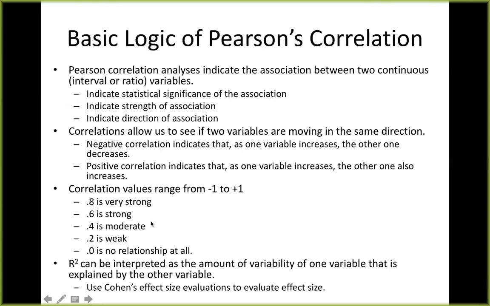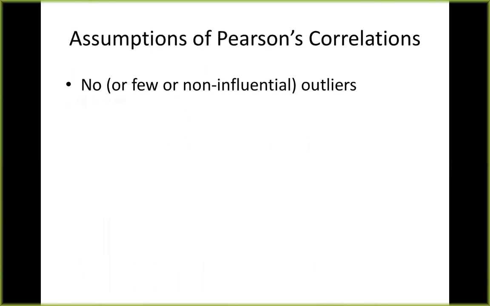We also calculate the R squared, which we can interpret in language and in the way that we think about it as the amount of variability of one variable that can be explained by the other variable. And when we say explained, again, you hear a million times, correlation is not causation. So what we're saying is that the variability in one variable can be explained by the variability in another variable. And so we can use those same Cohen's effect size evaluations that we talked about early in the semester to evaluate the R squared effect sizes. And we'll look at a couple of examples of that.